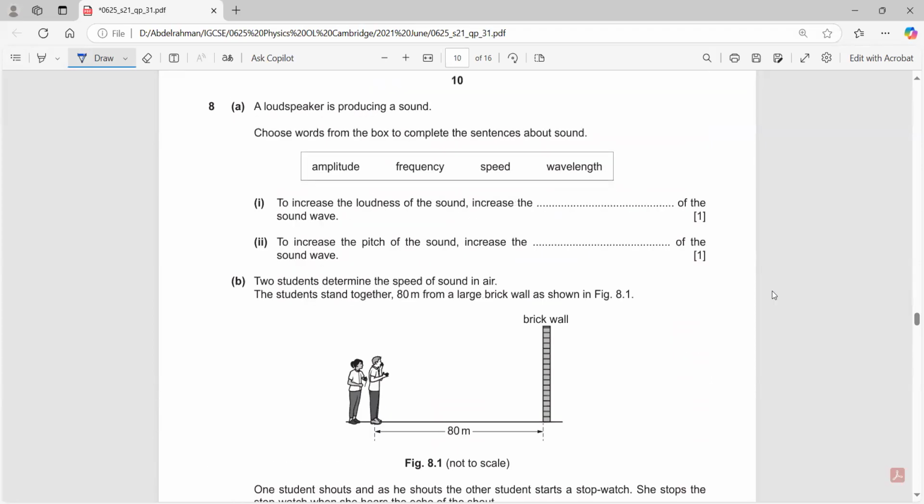A loudspeaker producing a sound. Choose words to increase the loudness. To increase the loudness, I need to increase what? The wavelength, speed, frequency? It's definitely the amplitude. To increase the pitch, it has to do with the frequency. Yes, the pitch has to do with the frequency.